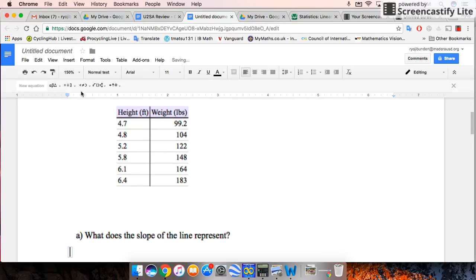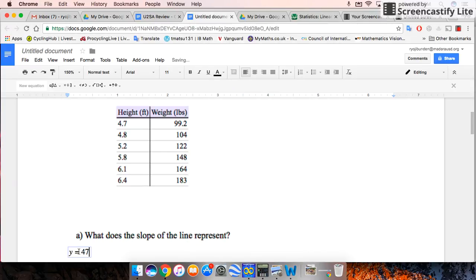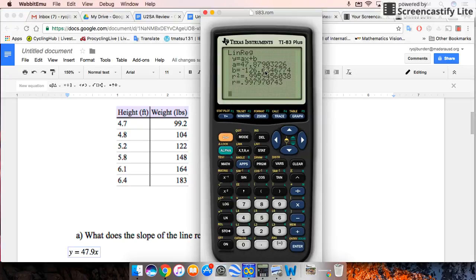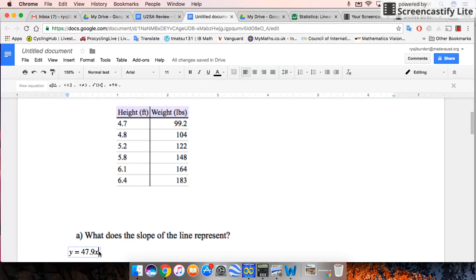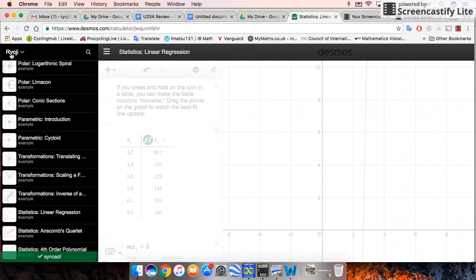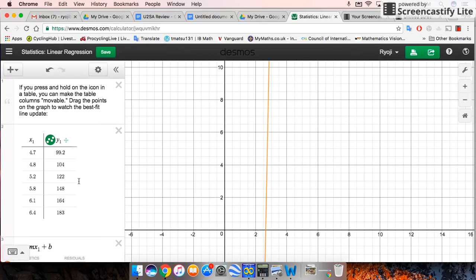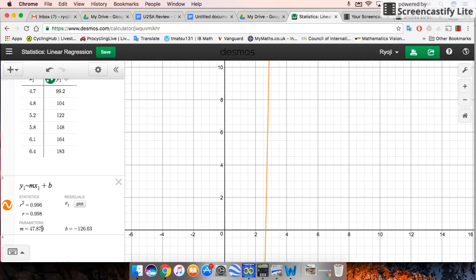So I'm going to enter y equals 47.9x, and then our b value is negative 126.6, so minus 126.6. If you're using Desmos, again, you're going to click on the three bars, and then you're going to scroll down until you see statistics, linear regression. You're going to click that, and then you type in your data values, and it gives you the same, right?